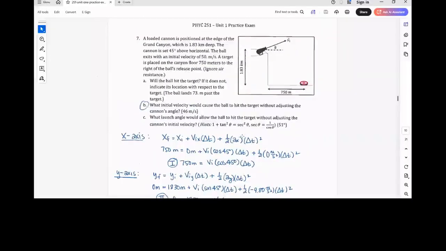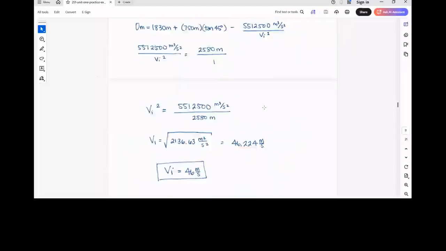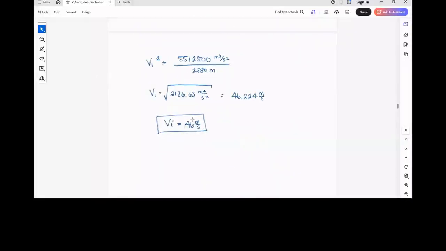So let's try to make sense of this. We know launching at 50 meters per second at a 45-degree angle caused us to overshoot. So if I can't adjust the angle, a smaller initial velocity is what I need in order to actually hit that target at 750 meters. And indeed, we did get one that's slightly smaller, 46 meters per second, as opposed to 50.